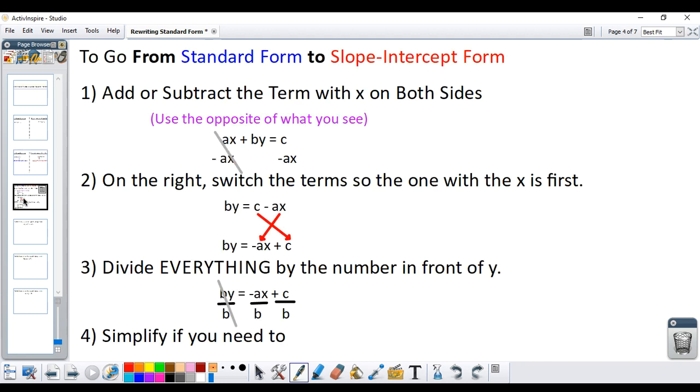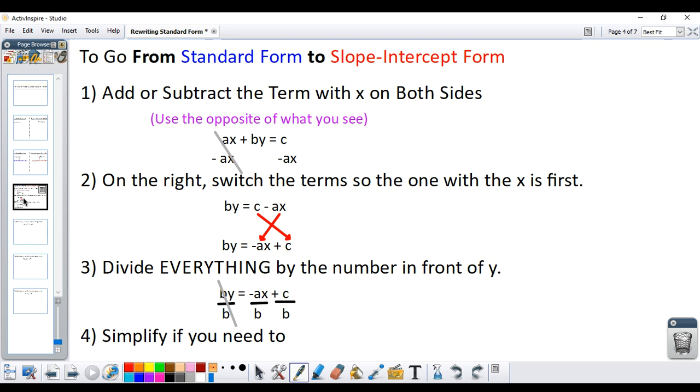So in order to turn standard form into slope-intercept form, the first thing we would do is add or subtract the term that has the x on both sides of the equation. On the right-hand side, I would suggest that you switch the terms so that you have the x first, and then you have the term without the x second. That puts it in a more standard slope-intercept form equation. It makes it easier to identify the slope and the y-intercept. It's not backwards from what you're used to. So I suggest you do that, but you don't necessarily have to.